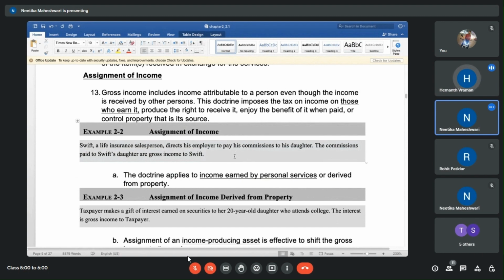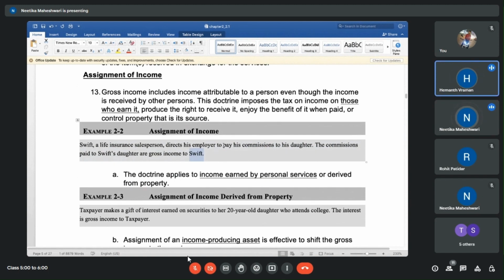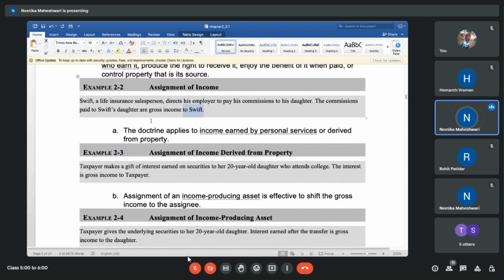Shift, a life insurance salesperson, directs his employer to pay his commission to his daughters. The commission paid and shifted to the daughters is gross income to Shift. So this person is the salesperson and he is the one who is earning the commission. He can say give it to my daughter or anybody, that's fine. It will still be income of the salesperson.